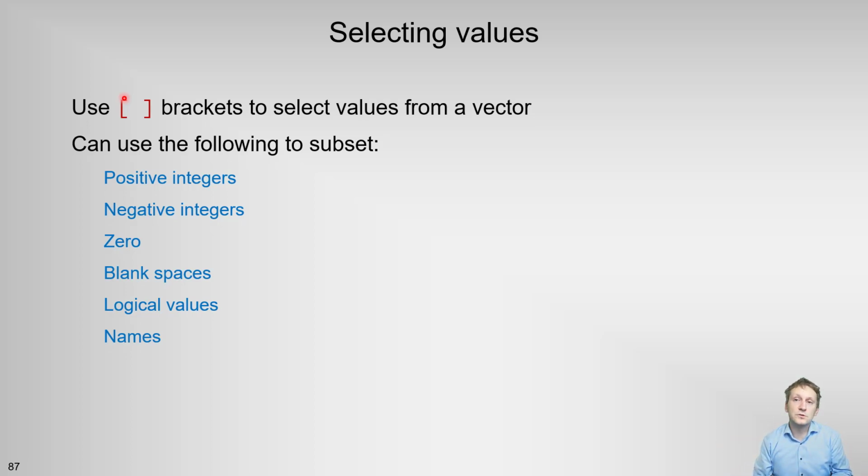And so what can you use to do that? You can use integers, positive or negative. You can pick the IDs of the elements that you want, or you can deselect the elements of a vector you don't want to choose. You could create an empty vector as well. You can use blank spaces. You can use logical values or true false statements. And you can also address by name. So if you have a names attribute set on a vector, you can then use it to pick out different values from the vector.